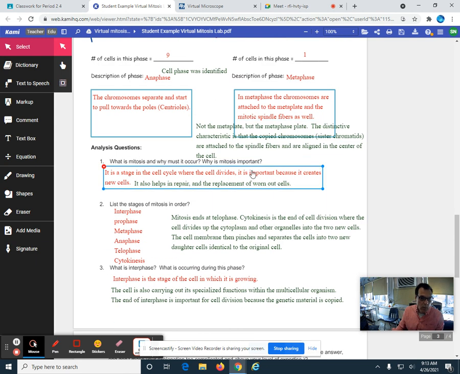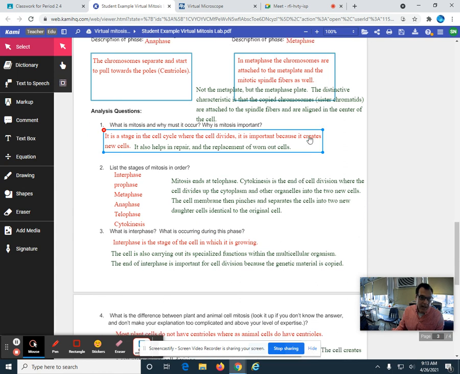Now we're on to the analysis questions. And what is mitosis? Why must it occur? It's a stage in the cell cycle where the cell divides. It's important because it creates new cells. It also helps in repair replacement of worn out cells. Okay, and I could have really added that mitosis distinctly is about getting two new nuclei so that you can get a nuclei with all of the genetic information into the two new cells.